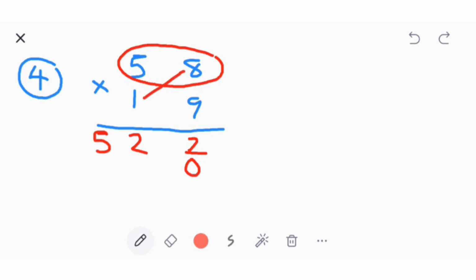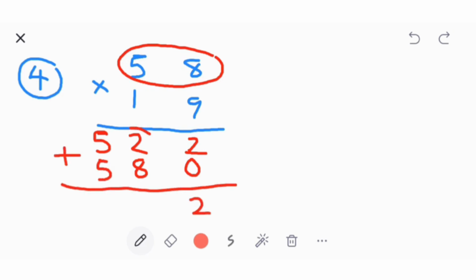You do 1 times 8. That gives you 8. Then 1 will visit 5. You do 1 times 5. That gives you 5. You add. 2 plus 0 is 2. Then 2 plus 8 is 10. You write down 0. You put 1 here.